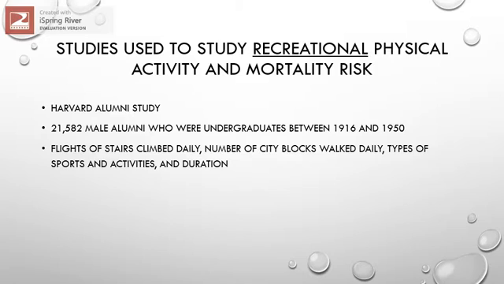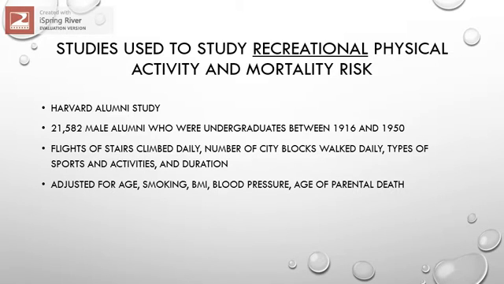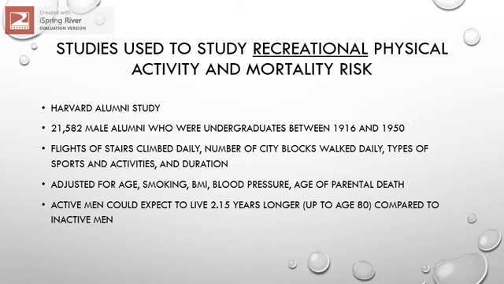So what they did is they asked these alumni about how many flights of stairs they climbed daily, the number of city blocks they walked daily, and the types of sports and activities that they participated in and for how long. They were able to adjust for some possible confounders, so they adjusted for age, smoking, BMI, blood pressure, and the age at which their parents died, which is a kind of way to adjust for heredity or genetics. And what they found is that the active men could expect to live 2.15 years longer compared to inactive men. So basically you can add just over 2 years to your life by being physically active. And that was found to be true up to age 80.